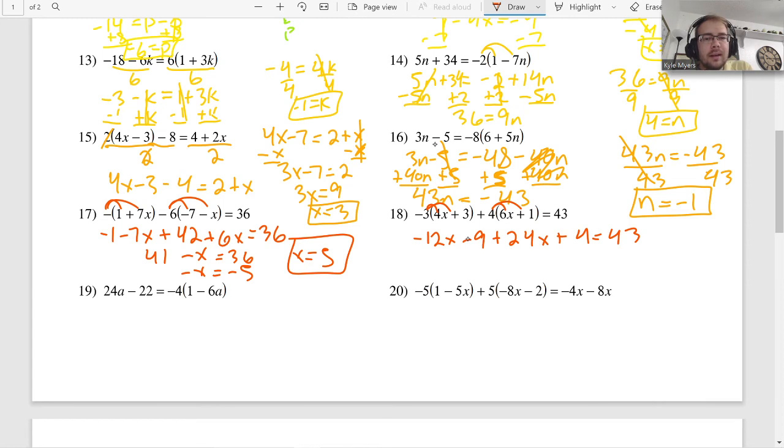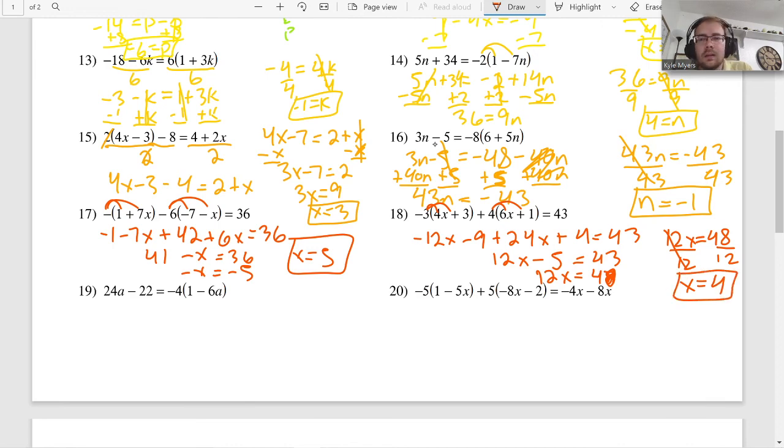All right, then we're going to combine like terms. Negative 12x plus 24x, that's 12x. Minus 5 equals 43. We want to add 5 to both sides. So that's 47. Oh, not 47, 48. 48, and then I have 12x equals 48. So I divide both sides by 12. X equals 4. And then I'm done.